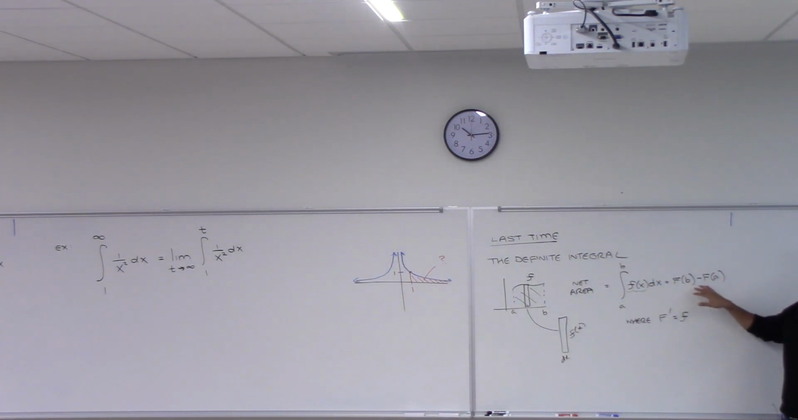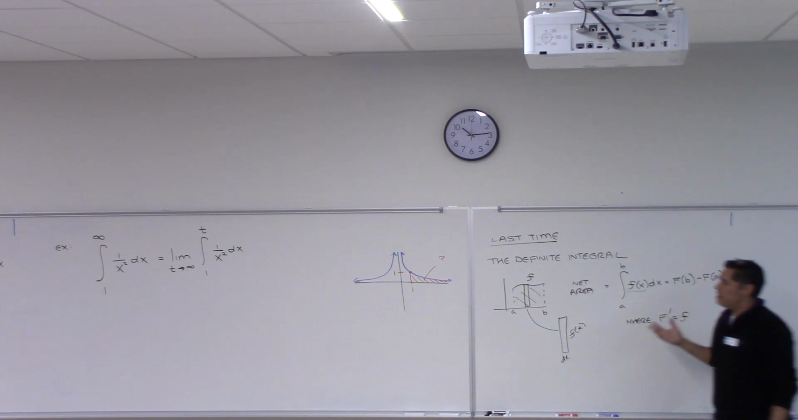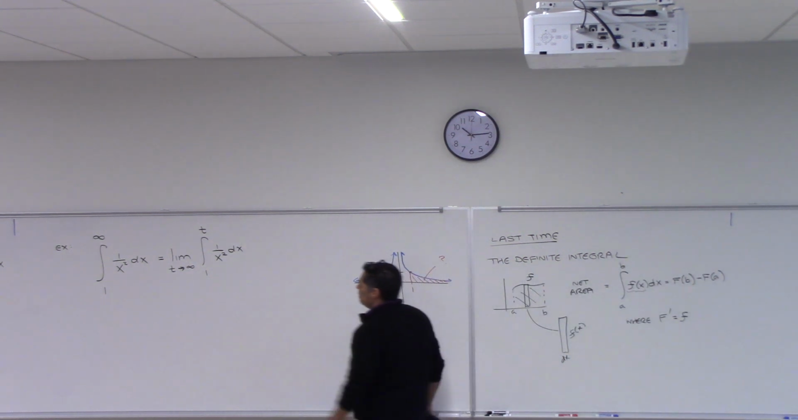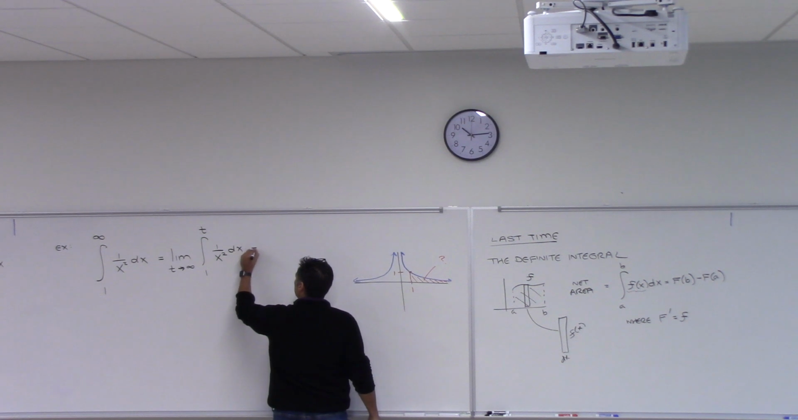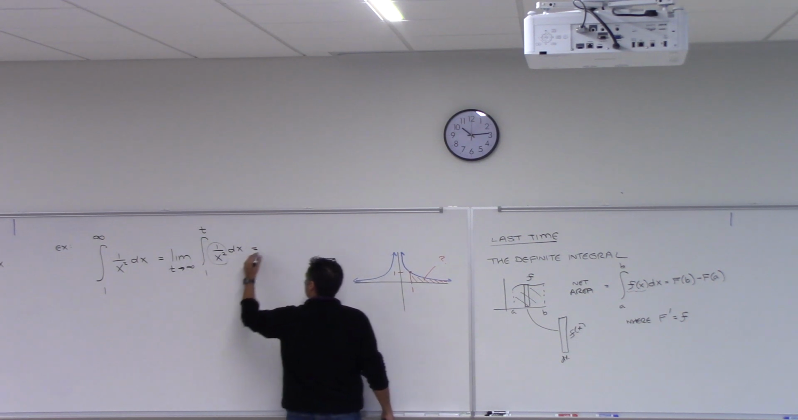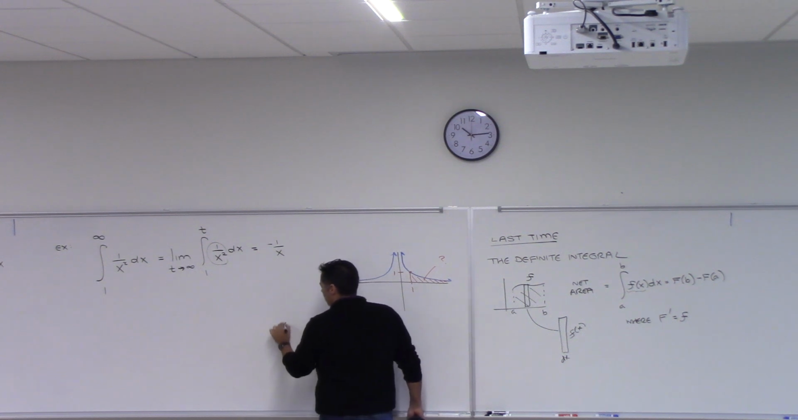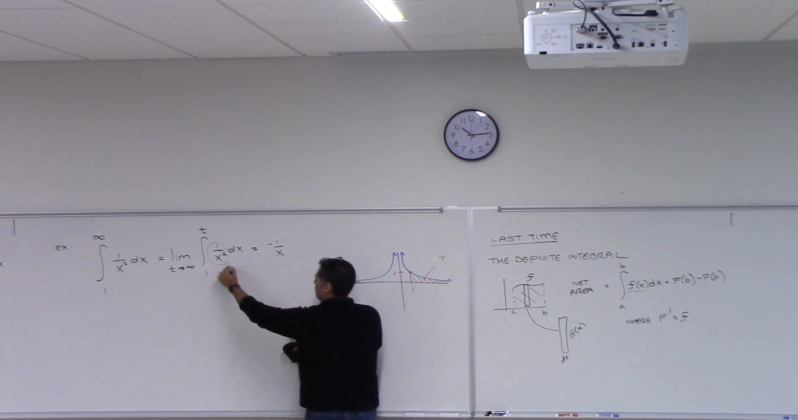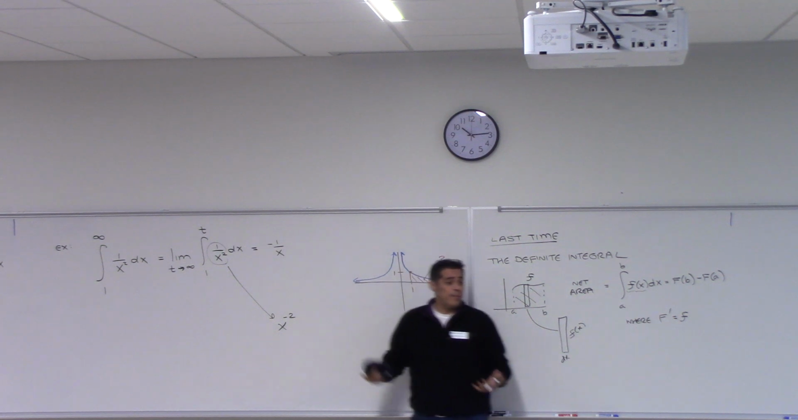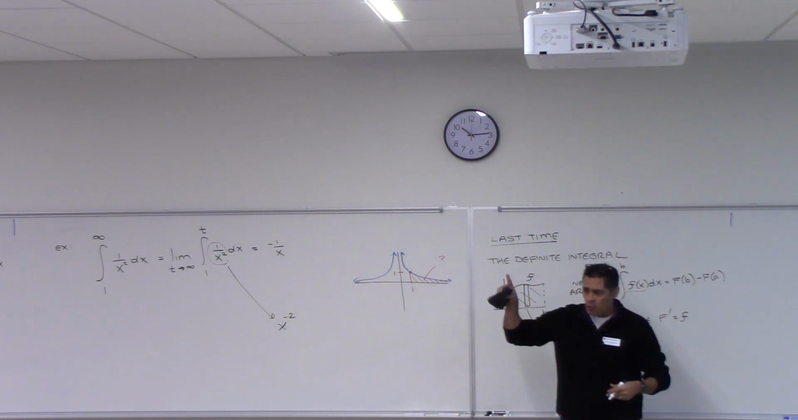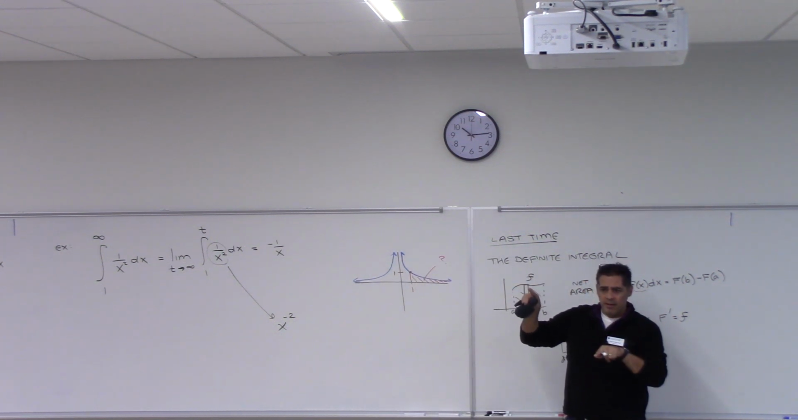I'm going to see if I can find the antiderivative. So what is the antiderivative of 1 over x squared? It should be negative 1 over x. Now you could do that by rewriting this like that, and then using your power rule for antiderivatives: add 1, then you have to put 1 over that on the outside.